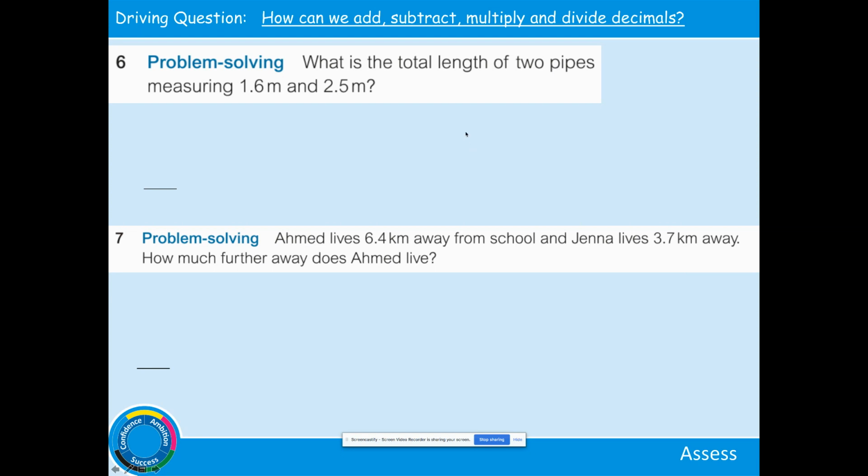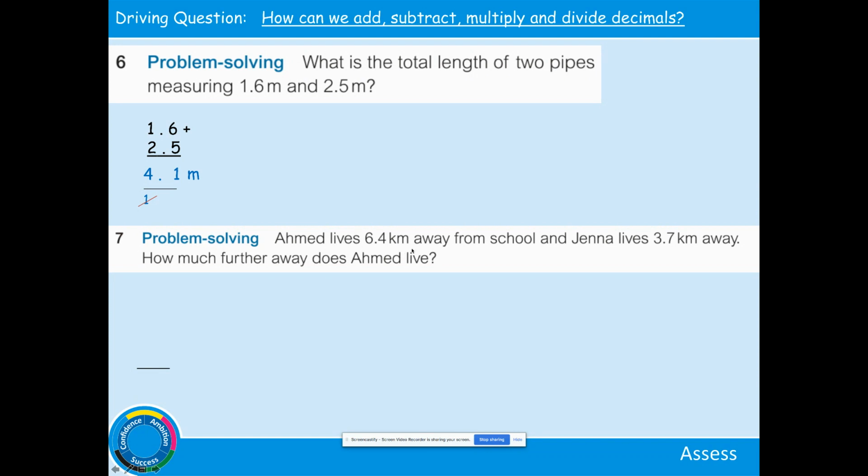Okay, what is the total length of 2 pipes measuring 1.6 meters and 2.5 meters? So if we're finding a total of 2 numbers, we need to add them together. So I'm going to do it in column, 1.6 add 2.5. 6 add 5 is 11. There's my 1. I carry the 1 into the next column to the left. 1 add 2 is 3. Add the 1 is 4. So 4.1 meters.